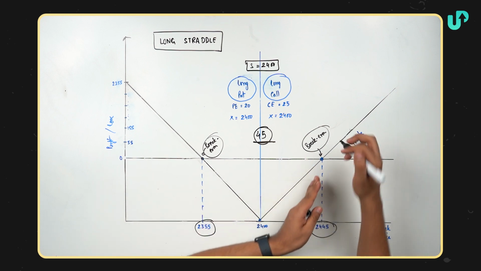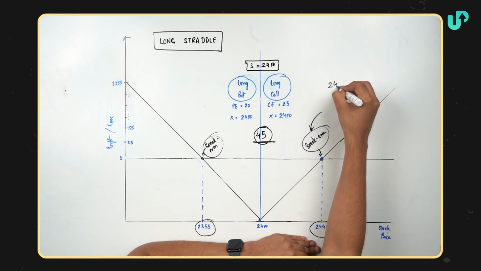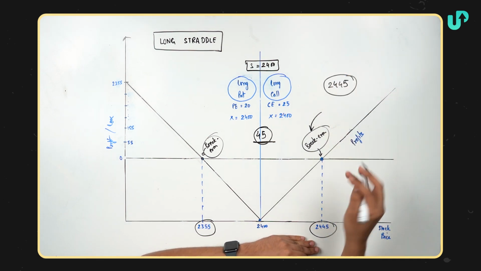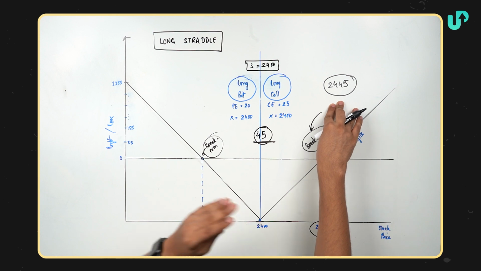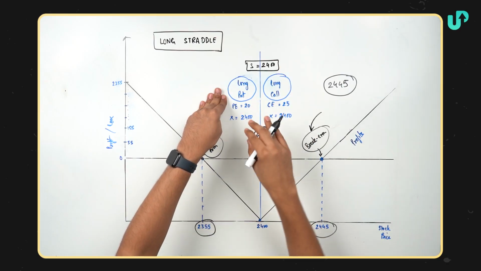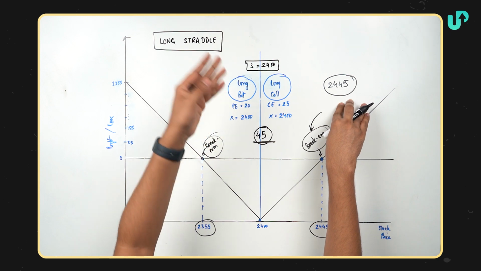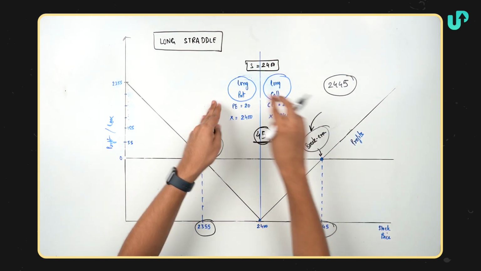Now let's understand the break even on the higher side. Say for example, the price has gone to 2445. In this case, your put option is worthless because you will not be exercising your right to sell the stock at 2400, because you're able to sell it for 2445 in the market itself. So this becomes worthless. The call option is in the money. You're getting some worth out of it.